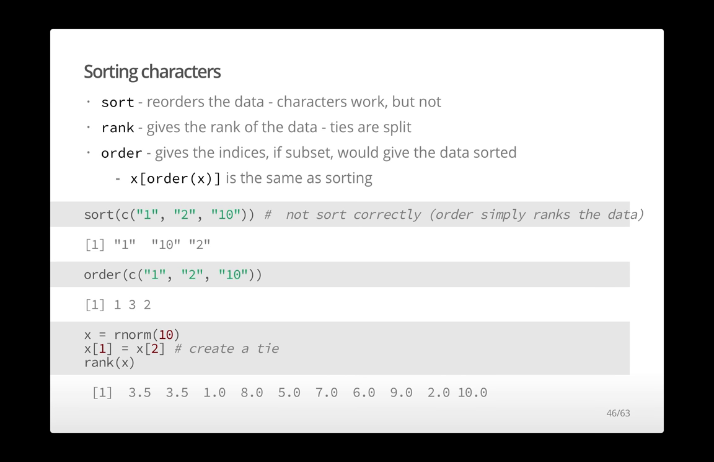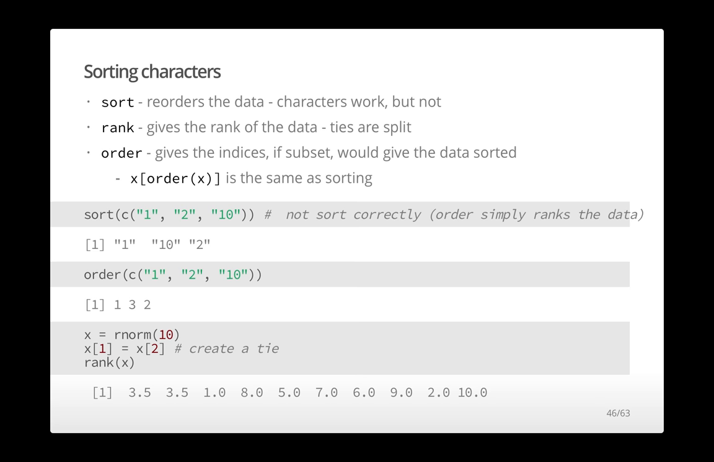So order gives the indices. If you use this output as a subset, we give the data sorted. So it's a little bit strange. Remember before I said data set, bracket, order, comma, whatever, that's the old school way of reordering a data set. That's because order gives you the indices to say how do you shuffle this around to make it sorted, right? It's a little bit unintuitive in some respects. So it says 1, 3, 2. So it says if you took the first one and left it as is, it would be sorted. If you took the second element and put it in the third spot, it would be sorted. And if you took the third element and put it in the second spot, then it would be sorted.